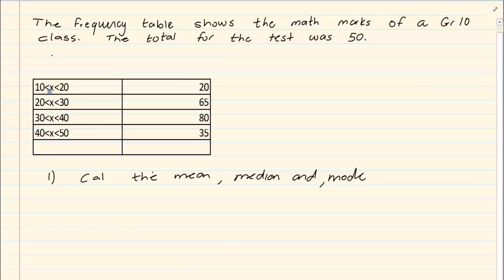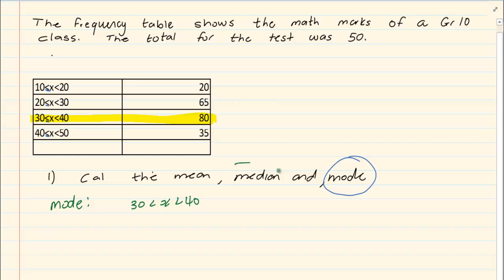Now when you see your frequency table, what you must notice is under the inequality, they would have an underlined inequality on the left hand side. Now when we're doing the frequency and we want to calculate the mean, median and mode, the mode is quite easy. You look at the highest number. So in this case, the highest number lies there. So the mode of this graph is going to be between 30 and 40.